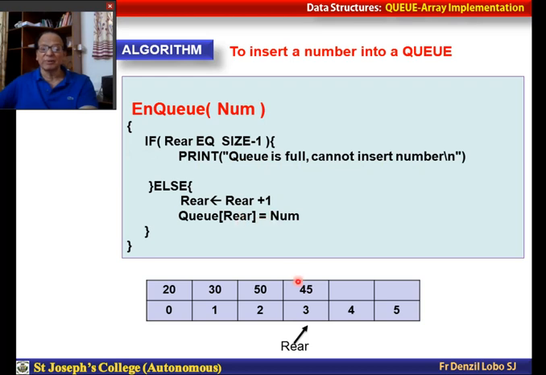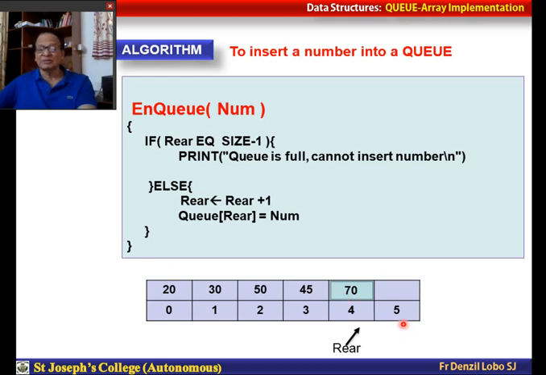So for example, here we'll consider this example. At the moment rear is pointing to 3. I want to insert one more number. So what do I do? It is not full, therefore I increment the value of rear to 4. And then I insert this number 70. So this is how I insert numbers. As I said, always at the rear.